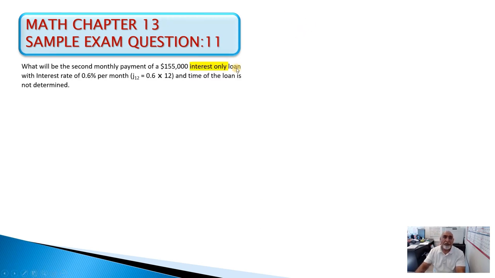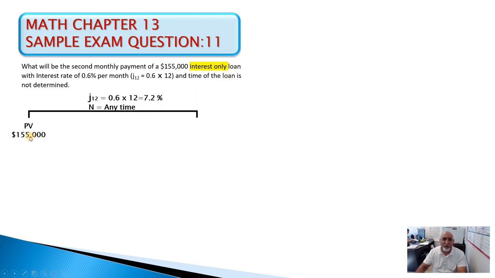Okay, what will be the second monthly payment of an interest-only loan of $155, and the interest rate is 0.6% per month? How do we get that to J? We multiply by 12. 0.6 times 12. Okay, so timeline diagram, put our interest rate, 0.6 times 12 gives me 7.2%. I know the time isn't given. I'm just going to use N equals to 1.